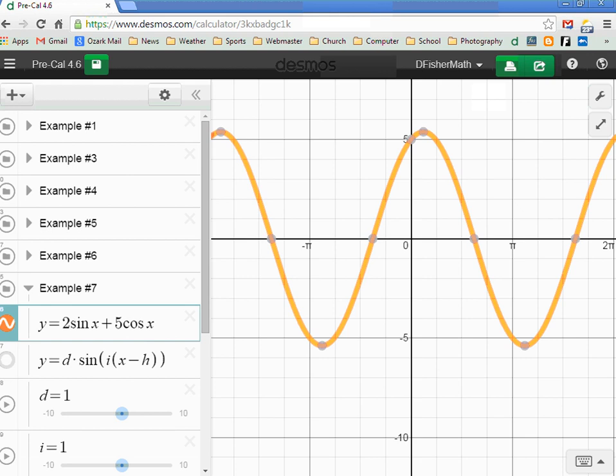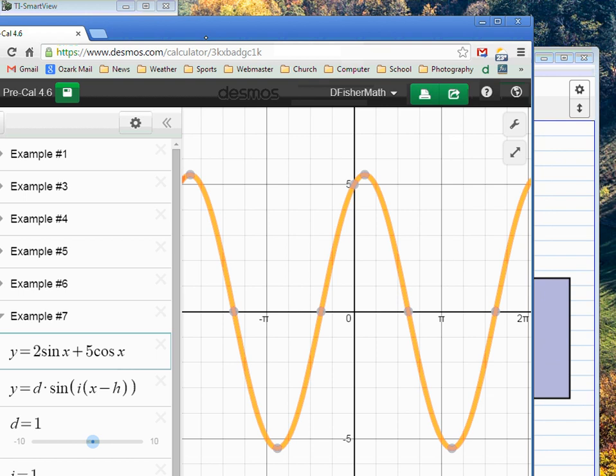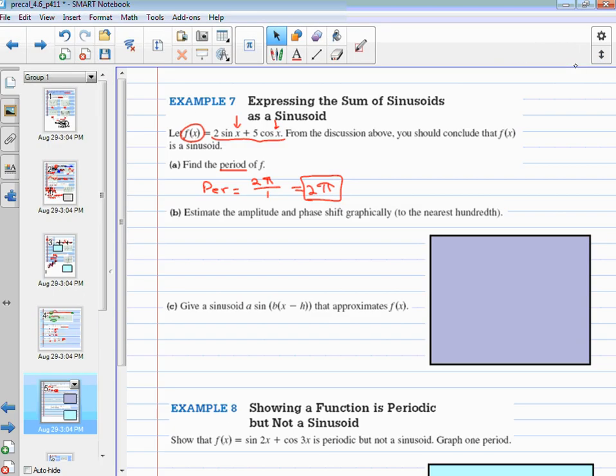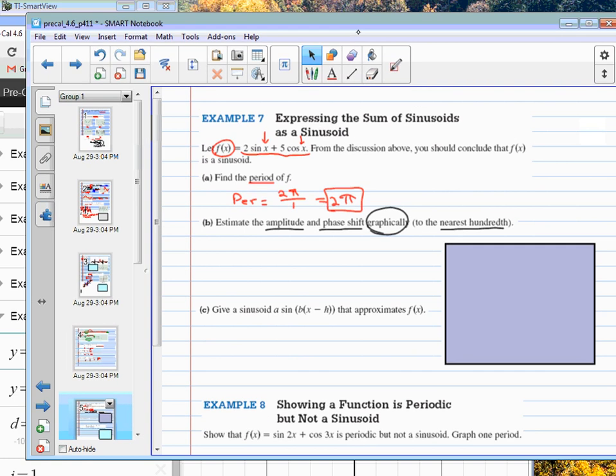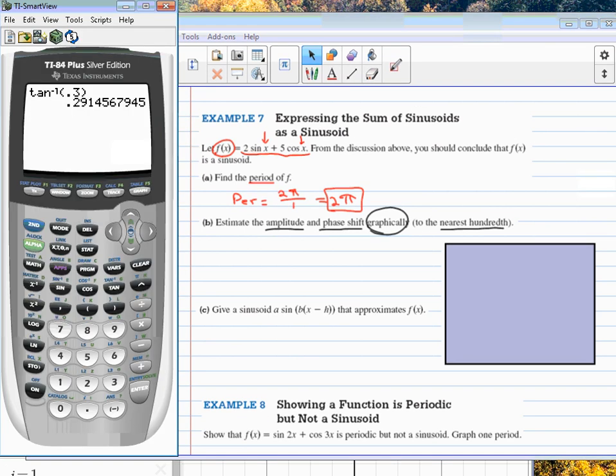Now they want us to estimate, maybe I need to keep it back here. I love that graph thing, but maybe I'll keep it back here, easier for you guys. The amplitude and the phase shift graphically to the nearest hundredth. Get your calculators out. Let's do it that way, because you all have that on them. Make sure you're still in radian mode. And we are going to graph this original 2 sine x plus 5 cosine x.